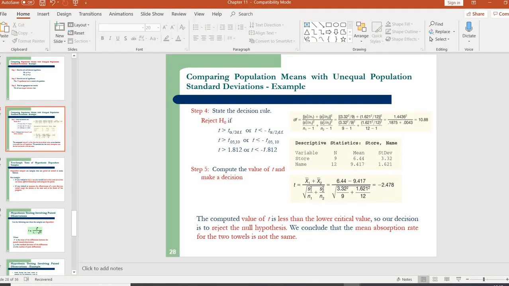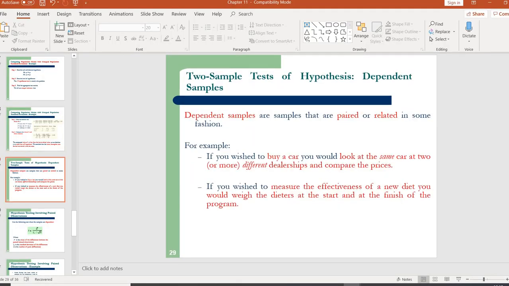Now we have this last case, where we are interested in testing two samples' means, but those two samples are dependent, are paired samples. So remember what we've been explaining so far: it was the scenario where we assume that the two samples come from two independent populations, and therefore the samples also are independent.